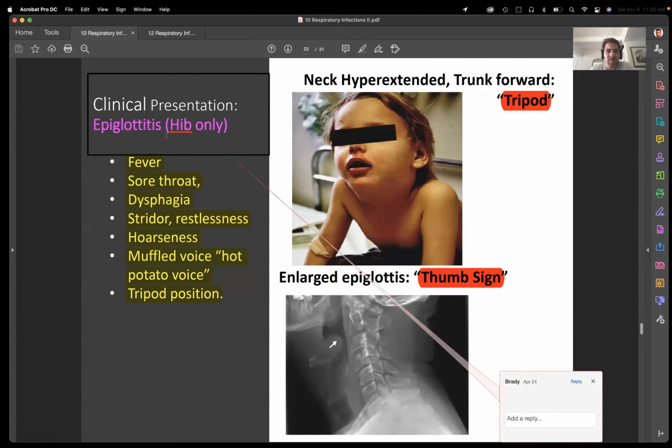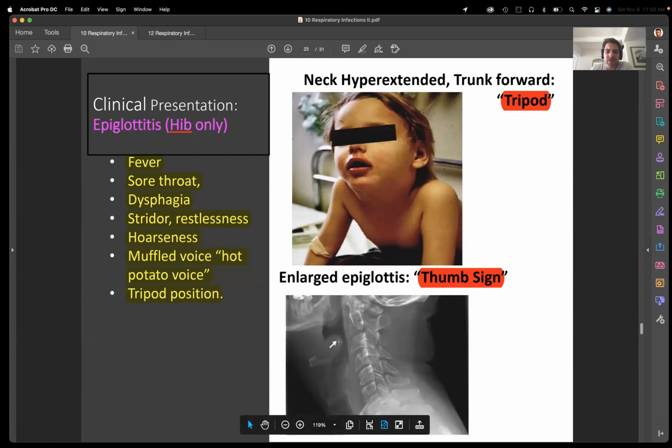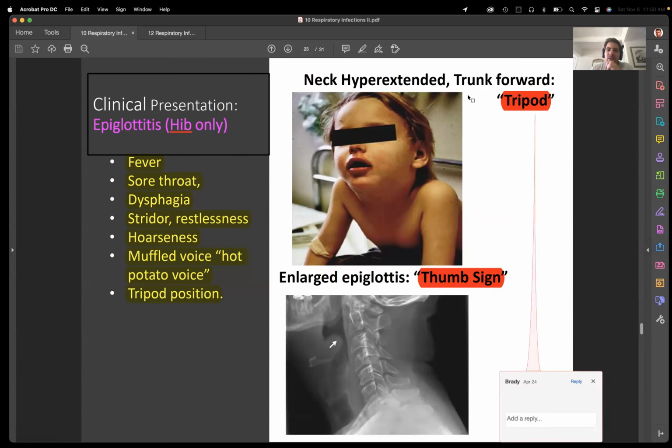Epiglottitis, right? That's very specific for this. Okay, so you see this right here, the thumb sign. You see this lighter area looks like a thumb. It's epiglottitis. This tripod, this is how this child is able to breathe a little bit better by extending its throat, opening its larynx. Right. So again, any sort of epiglottitis, you should think Haemophilus influenzae type B.